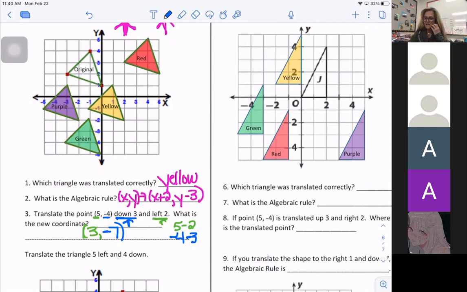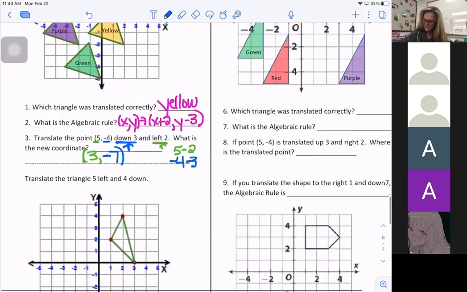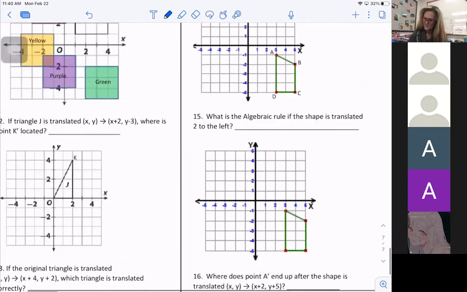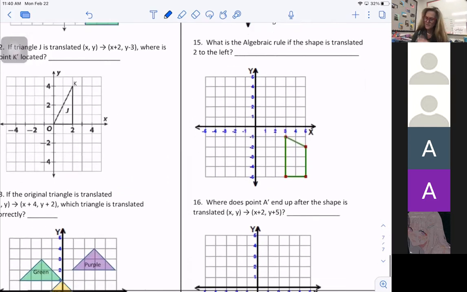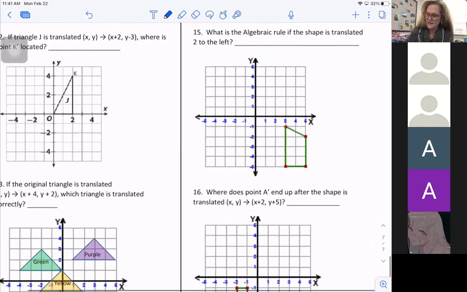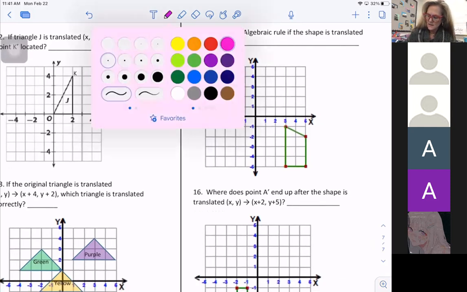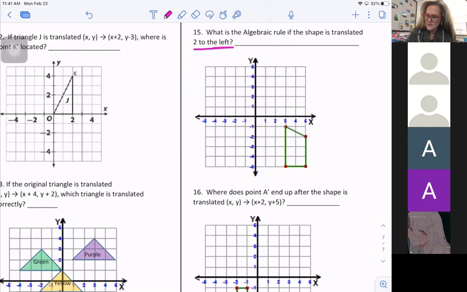Okay, I want everybody to go to number 15. So slide up, go to 15. Let's look at number 15, way down there. It says, what is the algebraic rule if the shape is translated 2 to the left? Well, I know an algebraic rule always starts with original xy, right? So original xy.